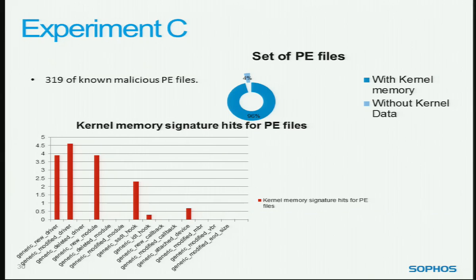But the interesting thing from here is that the highest hit was in modified driver objects. This was the highest hit. We got almost equivalent hits in new driver objects created and new modules, fewer hits in SSDT and IDT hooks, and low hits in attached device objects.